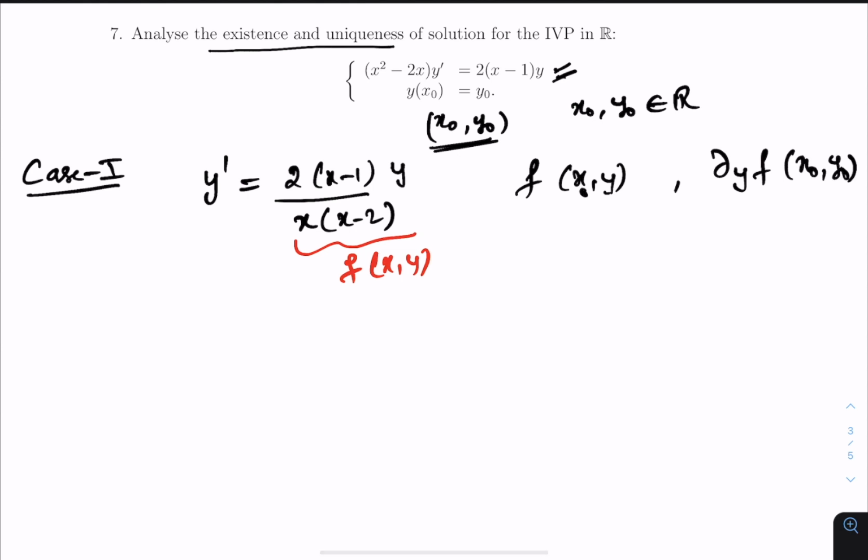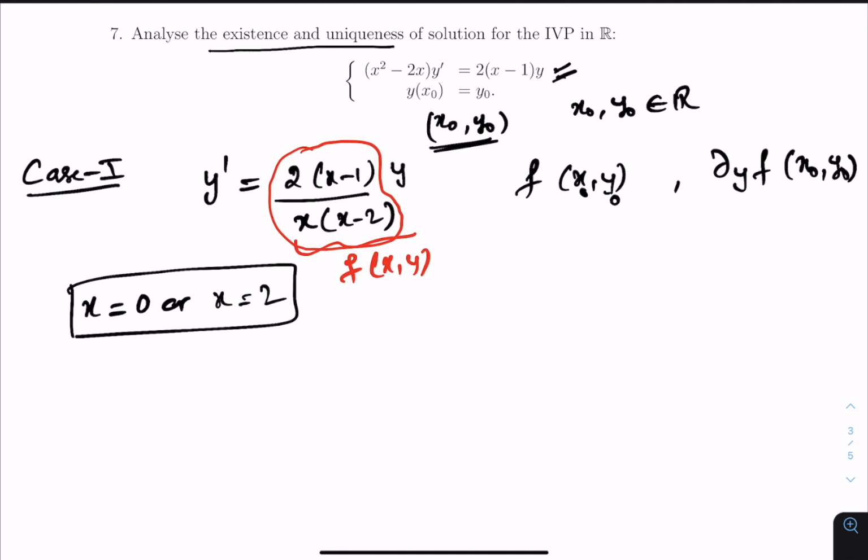So basically what happens at these points, x0, y0. You can very well see f of x, y is this quantity. This is f of x, y. Is this defined everywhere? The answer is no, because when the denominator is 0, that is when x0 is 0 or x0 is 2, then f is approaching infinity, f is blowing up.